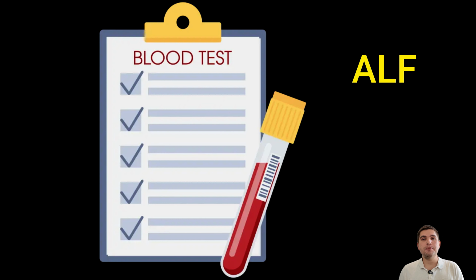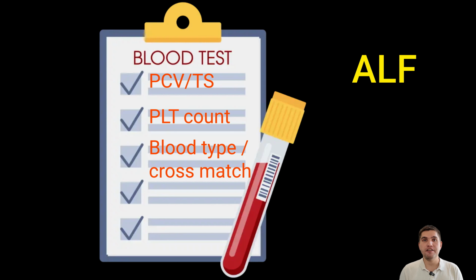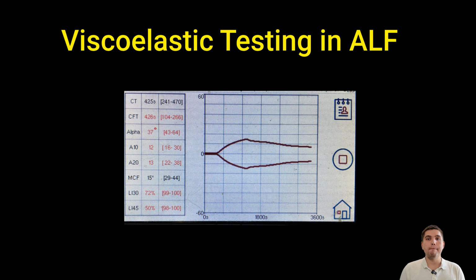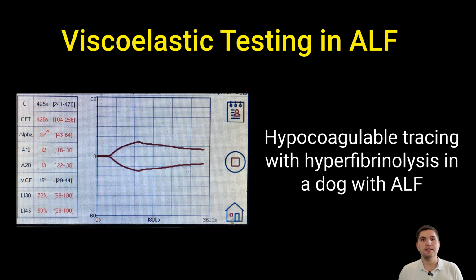So here's what I typically check before considering liver biopsy: PCV and total solids, platelet count, blood type and a cross match if indicated, PT, PTT, and fibrinogen levels, and finally, viscoelastic testing. I personally have access to the VCM Vet test. This gives me a more complete picture of the patient's coagulation status and may also reveal hyperfibrinolysis, which I can treat before biopsy with aminocaproic or tranexamic acid.